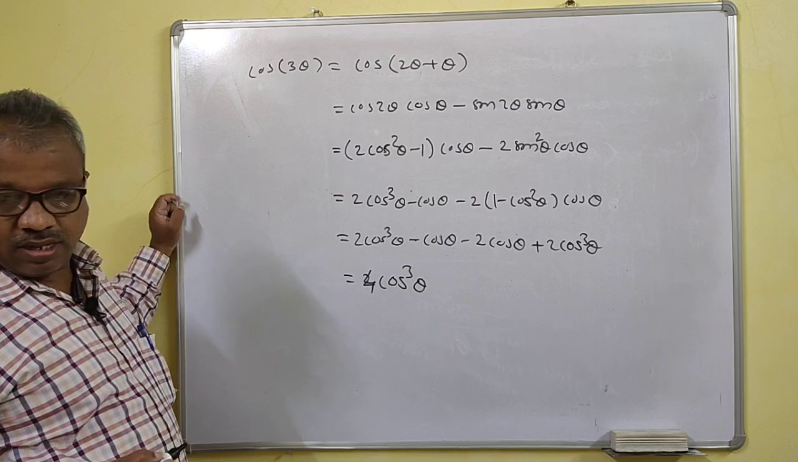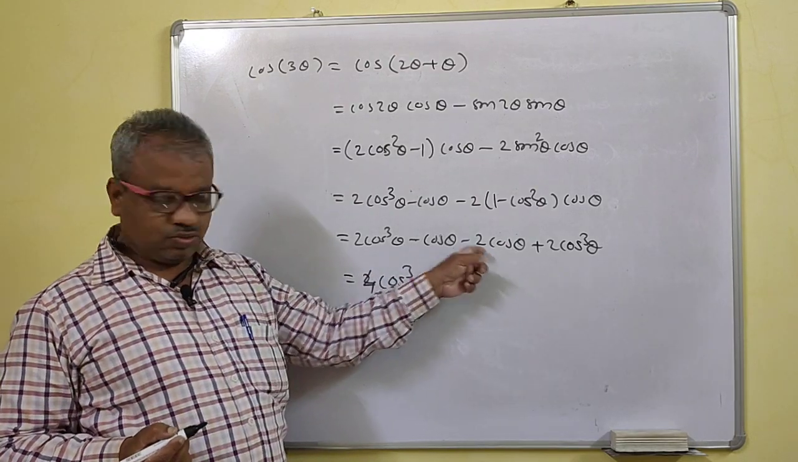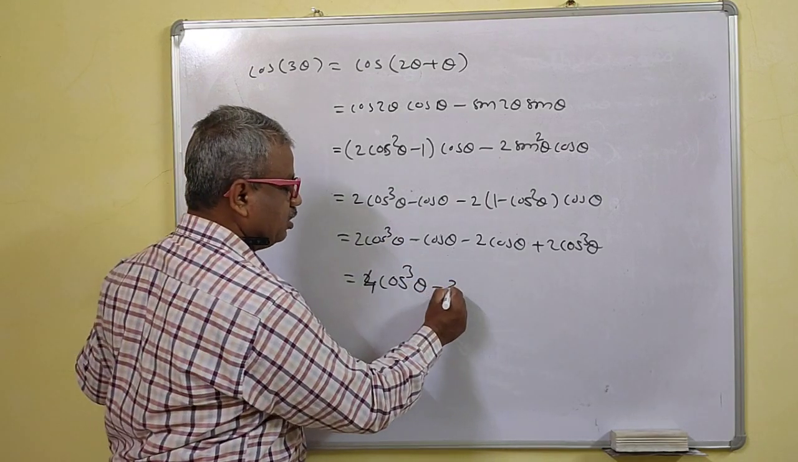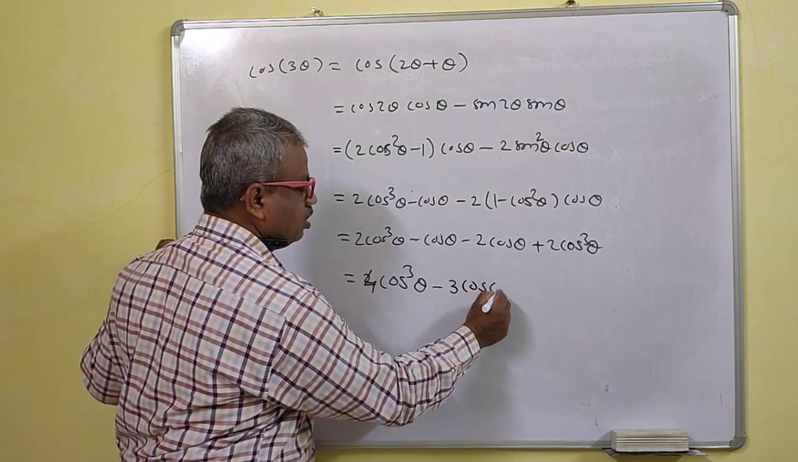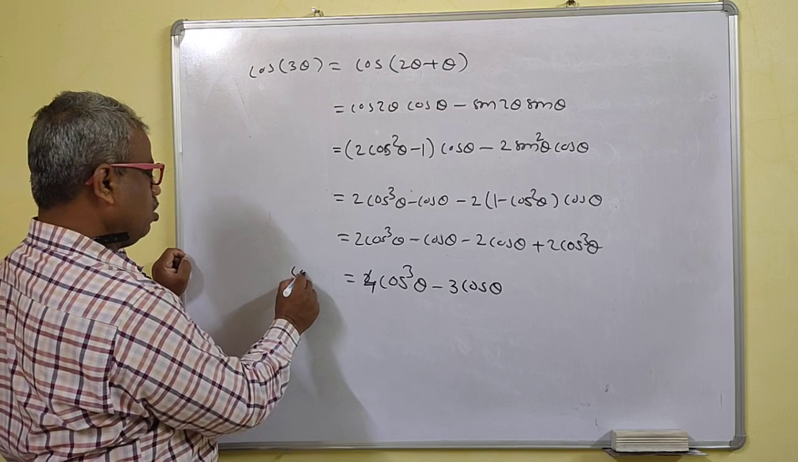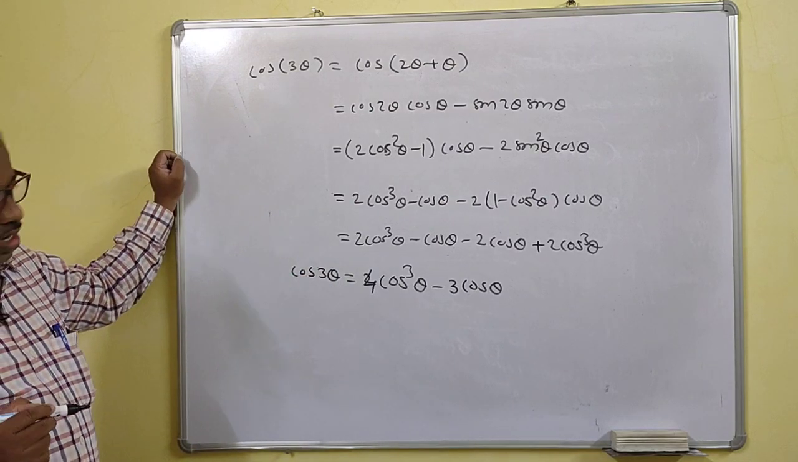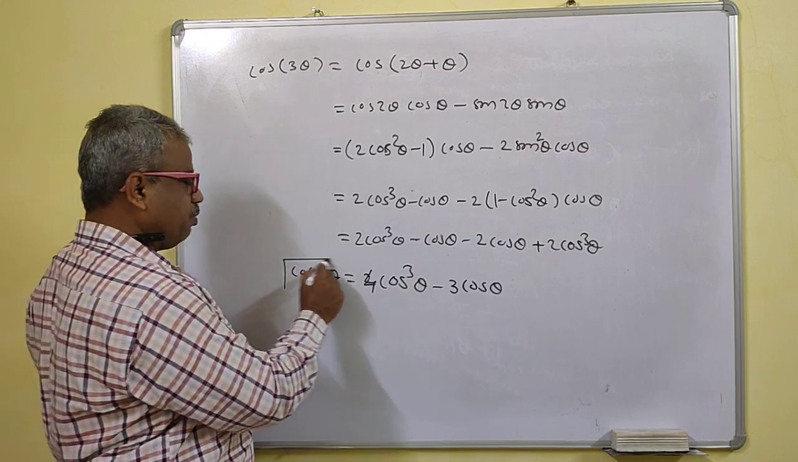Now this is minus, minus, so this is minus 1, minus 2. The signs are the same, so take the addition. This is 3cos θ. So cos 3θ is equal to 4cos³θ minus 3cos θ. Remember this.